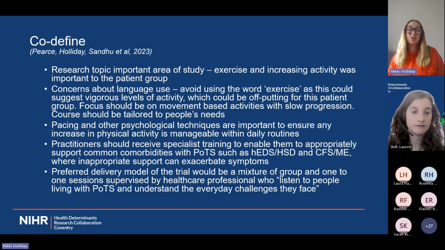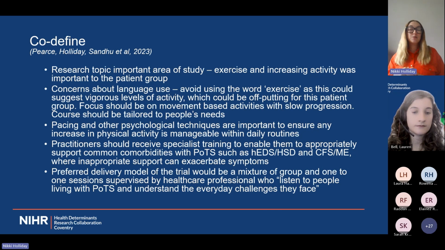And we found that for practitioners, it was important to receive specialist training to enable them to really support this patient group, who often have comorbidities such as Ehlers-Danlos syndrome, chronic fatigue syndrome and ME. And in some of those cases, inappropriate support can exacerbate symptoms. So that further highlighted the need for this tailored approach with clinicians who had specialist training.